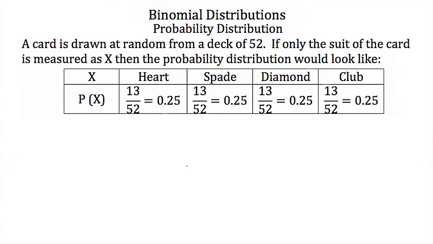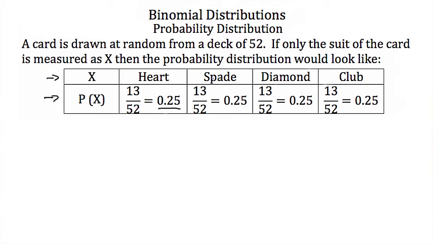A card is drawn at random from a deck of 52. If only the suit of the card is measured as x, then the probability distribution would look like this. Here we have our values of x, and here we have the probability of getting that x value. So if x is equal to heart, well, there are 13 hearts in a standard deck of cards, so 13 out of 52 possible gives us 0.25. So if x is heart, the probability of getting x is 0.25.